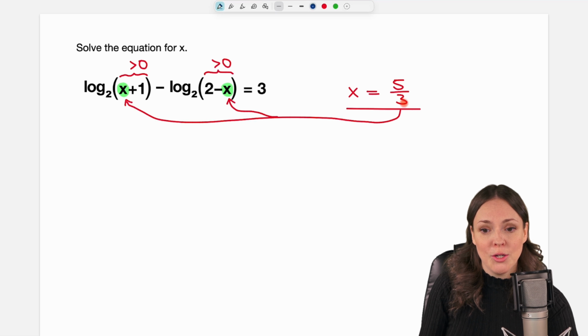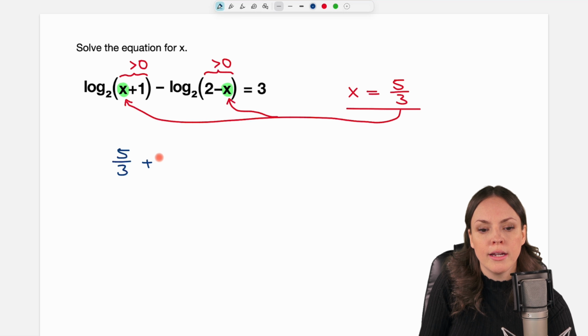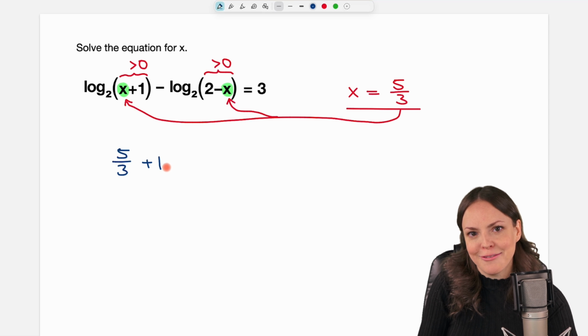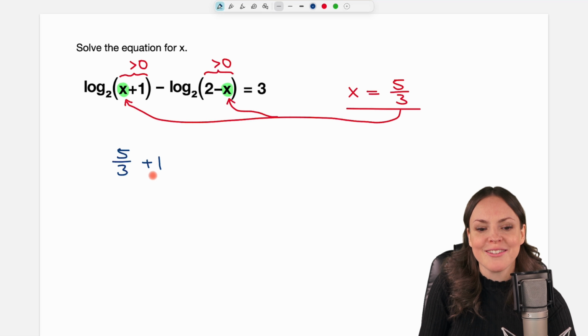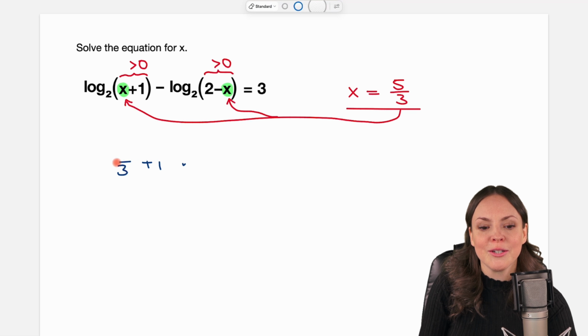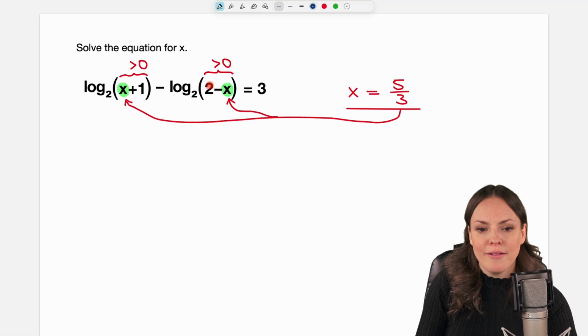Okay, let's check this. For our x, we insert 5 over 3, and then we have the plus 1 here. Is this greater than 0? Yes, definitely. We have a positive number plus another positive number. This is positive, so greater than 0. We're good with this logarithm here. What about the second one? We have 2 minus, and for our x, we insert 5 over 3. Is this still greater than 0?